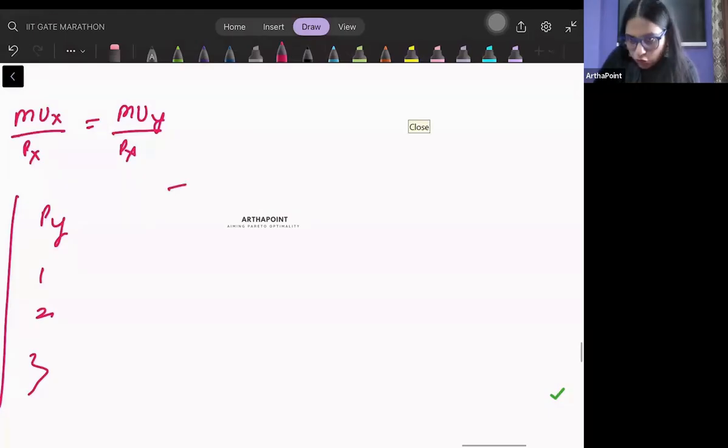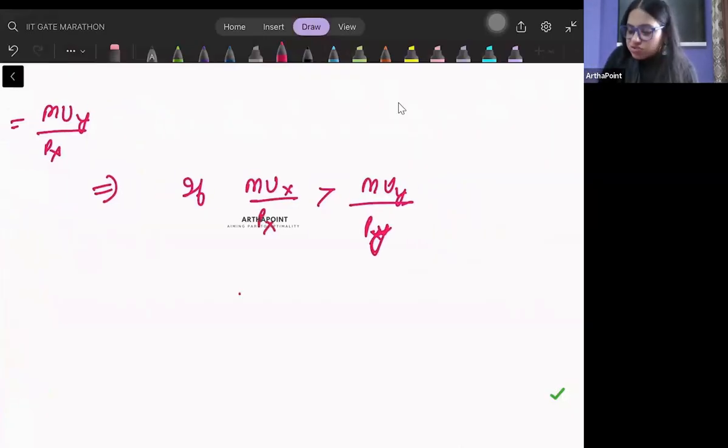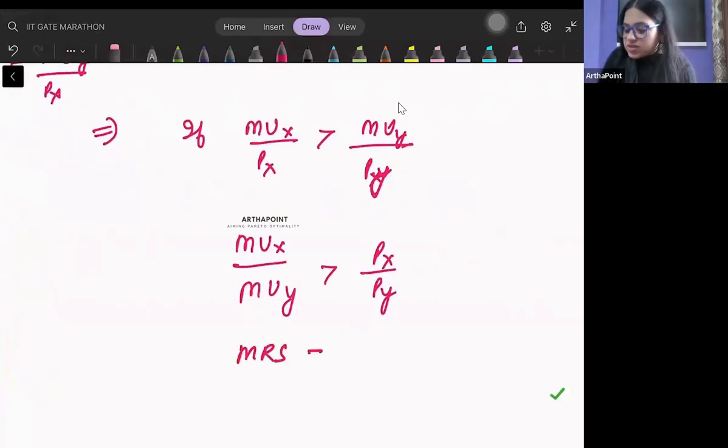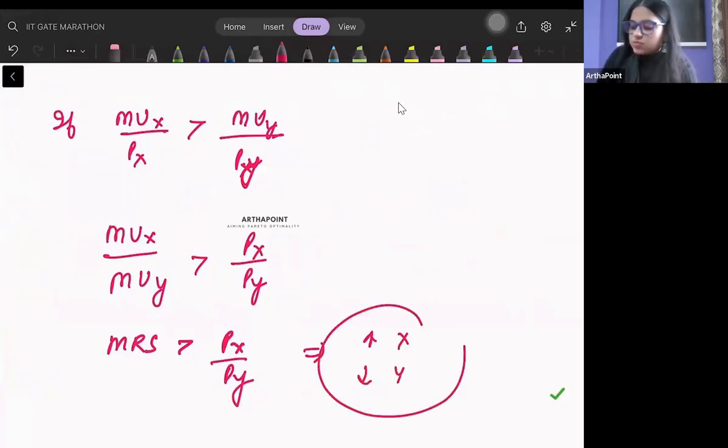So we can also see this in another way: if MUX by PX is greater than MUY by PY, what does this mean? If I rewrite this, it means MUX by MUY is greater than PX by PY. So this means that your MRS is greater than PX by PY. It means good X is cheaper than good Y. So you should increase the consumption of X and decrease the consumption of Y.